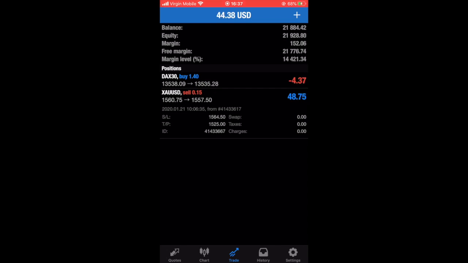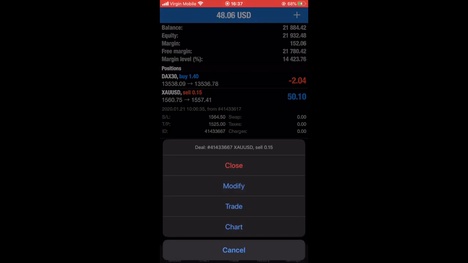What we now need to do is move our stops to break even. As you can see on the trade screen, the figure on the left-hand side of the arrow directly beneath the market is the price that you entered. In this example, 1560.75. Remember this price. Now, hold down the trade and click Modify.